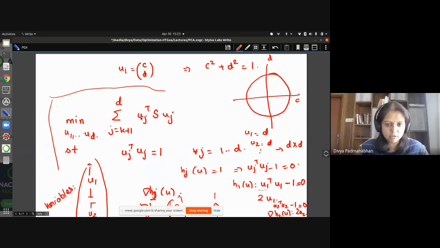But if you ignore even these constraints also, what you're going to get is an unbounded problem, right? Possibly uj transpose S uj, you're just trying to minimize a quadratic function with no constraints like this. So you may not get the thing that you want. It may not satisfy these constraints finally. So that's why you first start off by keeping as few constraints as possible, and then try to see what happens.